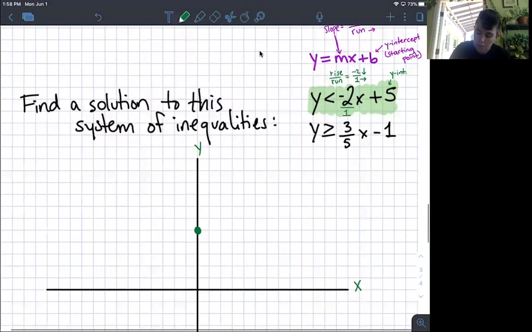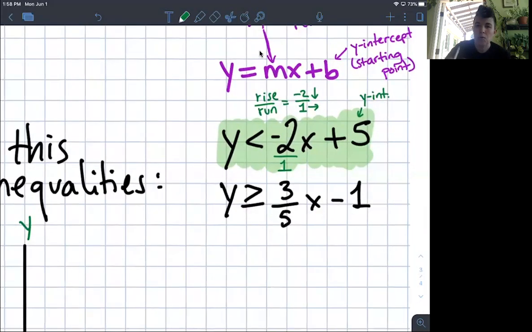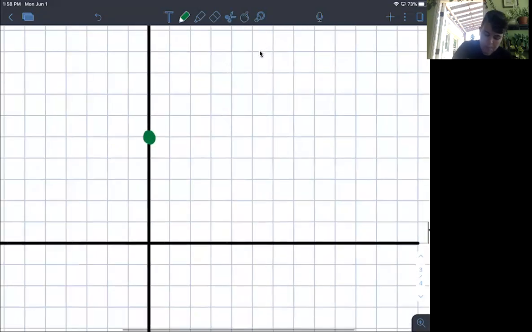Now my slope, as I remember, is negative 2 over 1. So down 2 and then to the right 1. So here we go. I'm going to go down 2 and then to the right 1. Let's do that again. Down 2 and then over 1. Do that one more time. Okay, so now we have a bunch of points in a row, right? One might say in a line. Oh yeah, we're graphing a line. That makes so much sense.